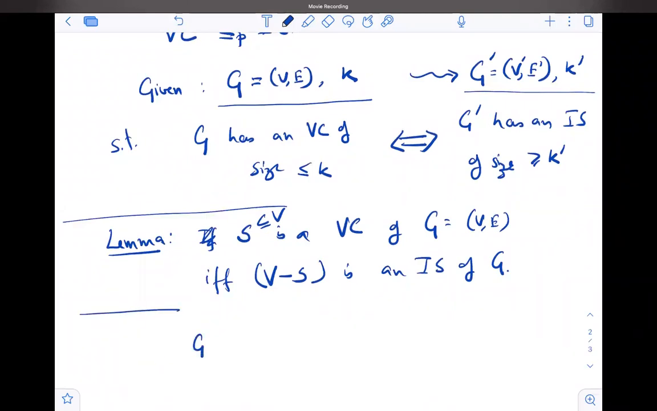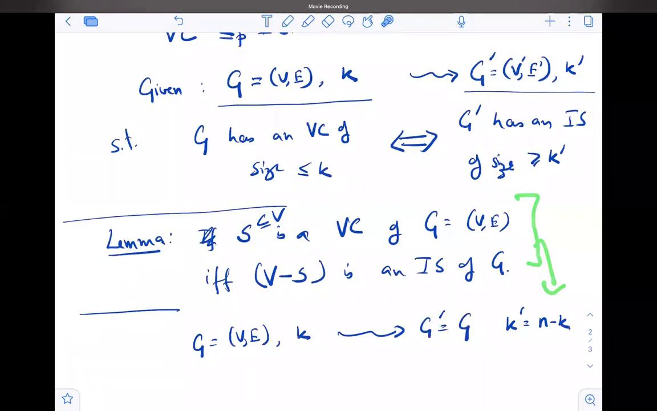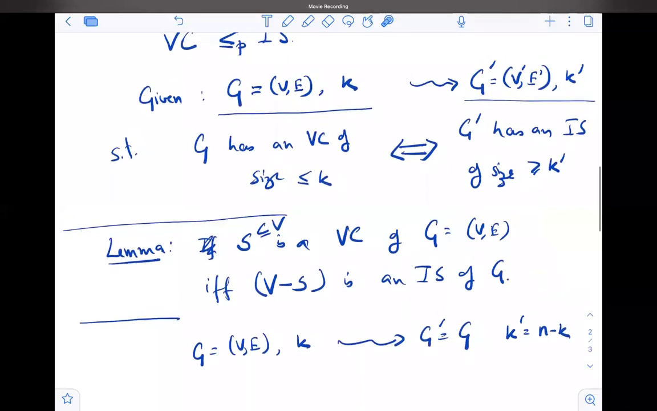So you have been given G equals to V comma E, and K. What is my G prime? G prime equals G. And what is K prime? N minus K. And that's it. Right? It's this lemma. Once you have this lemma, this is obvious then. Now this is a very nice proof that you can do.